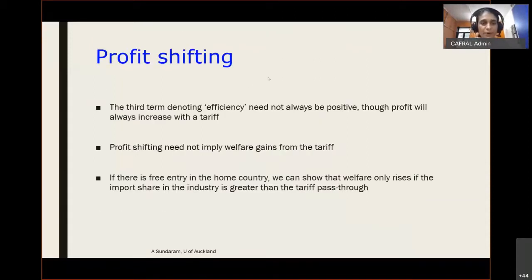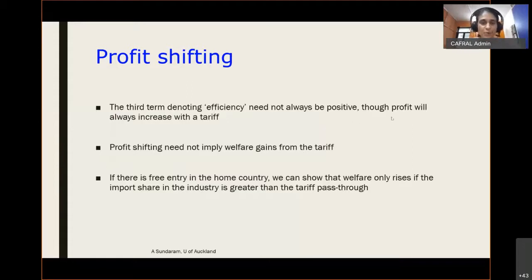Now, a little bit about profit shifting. If you remember, I haven't talked much about that last term in that equation. If you remember that tariff equation, the dW over dt that I showed you earlier, it had three terms. The first term was picking up the welfare loss from the tariff, the distortion. The second term was the terms of trade effect. And the third term is what we call the efficiency term, because it picked up the difference between marginal cost and price. So this third term that denotes efficiency doesn't always have to be positive.